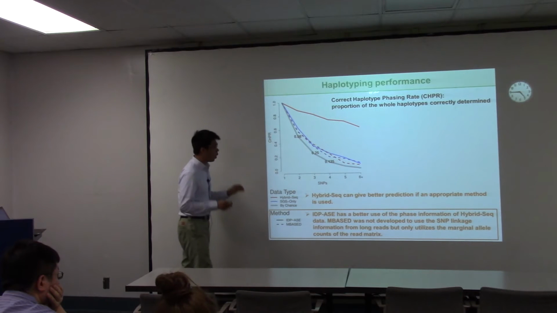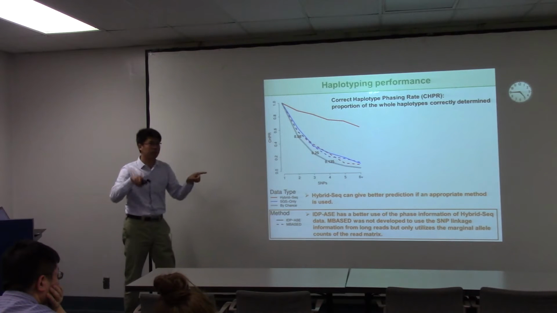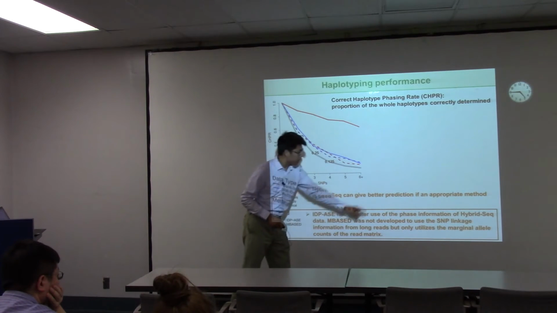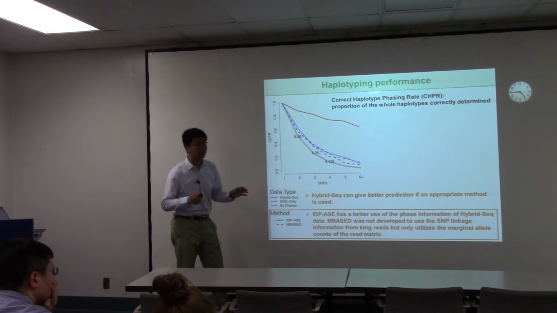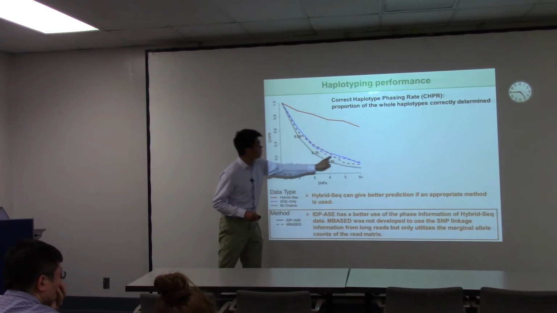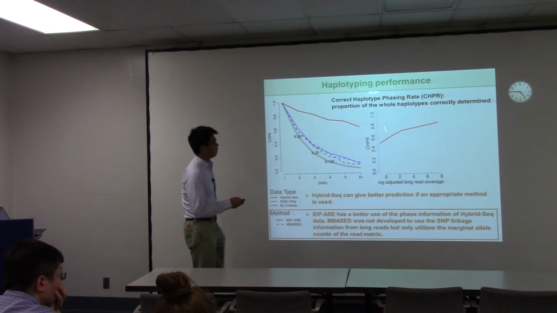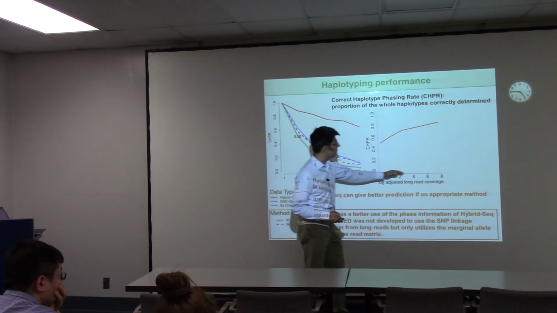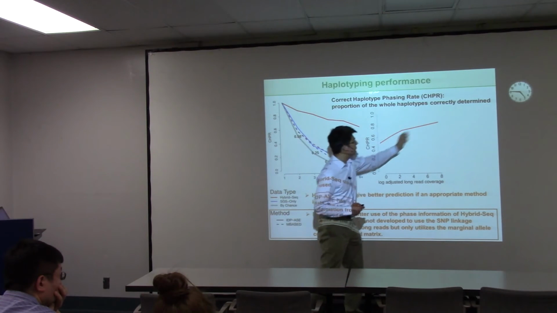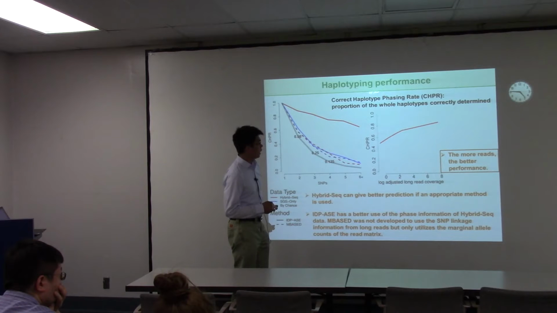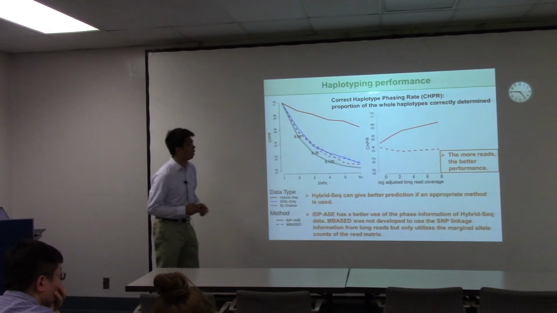That's because MBASE only uses the marginal allele counts of the matrix. Remember, we had the matrix just now. If they only use the marginal numbers, they lose the linkage information. So MBASE cannot make use of the long-read information, which is why you get almost no improvement from the MBASE results. We also checked whether performance improves with more long reads. Definitely, using the hybrid data and IDP-ASE, we have better accuracy when we have more long reads. And with MBASE, you cannot find much difference because it cannot make use of the long-read information.